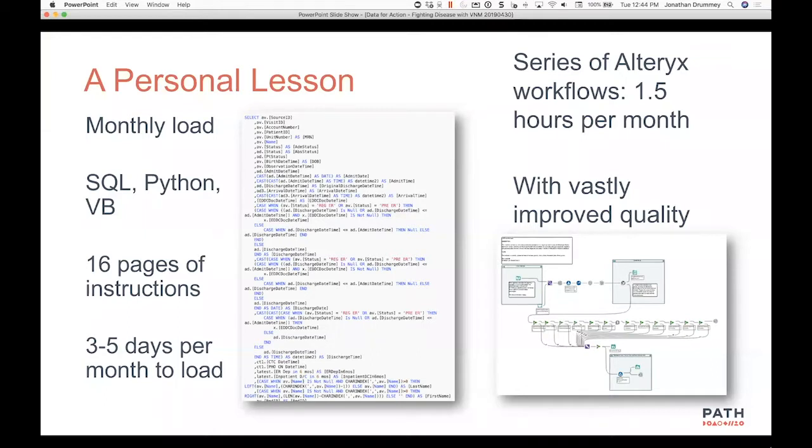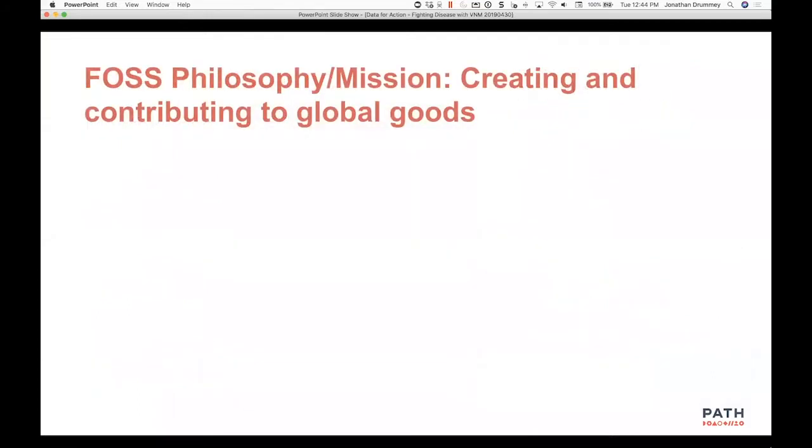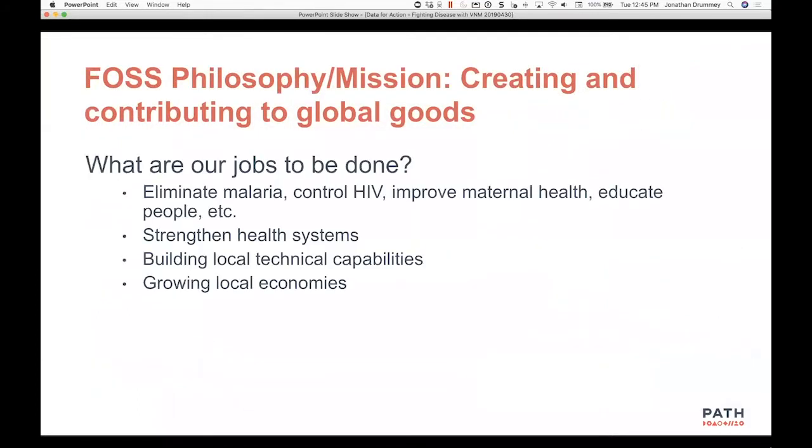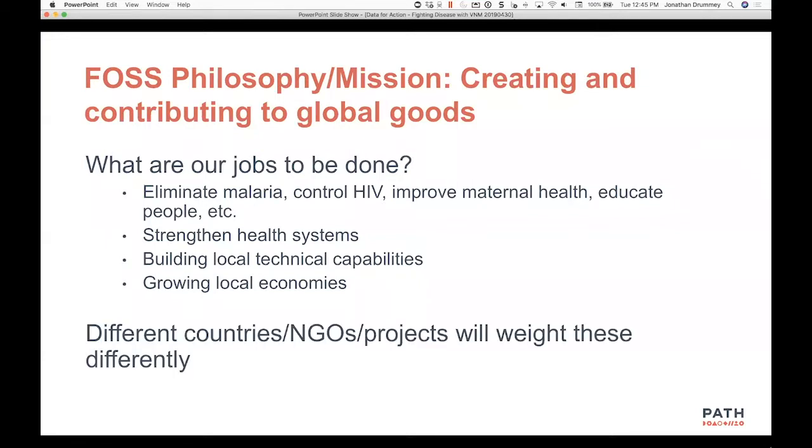So I wasn't sold on the possibilities of these tools to impact my work until I'd used them. And that quality of output let us do better patient care. So it had some real world effects. So there's another piece with open source about creating and contributing to global goods. And this is something that different people or different projects will value in different ways. So it may be really important to some projects, and that's great.